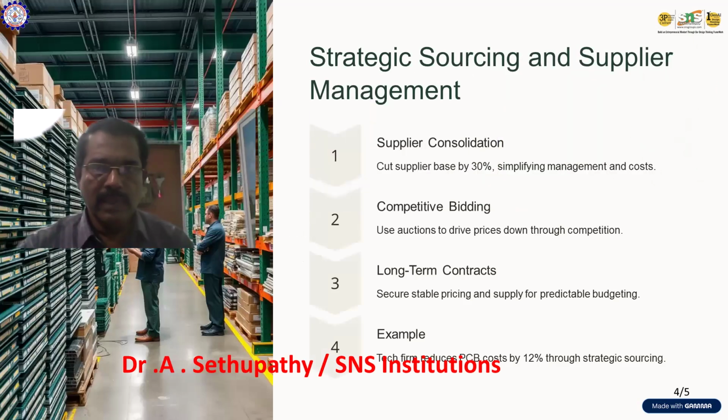So this is strategic sourcing and supplier management. This clearly establishes supplier consolidation, which cuts the supplier base by 30%, simplifying management and costs. So the suppliers will be reduced, with competitive bidding and long-term contracts. These are all the strategies we use to reduce the product costs.